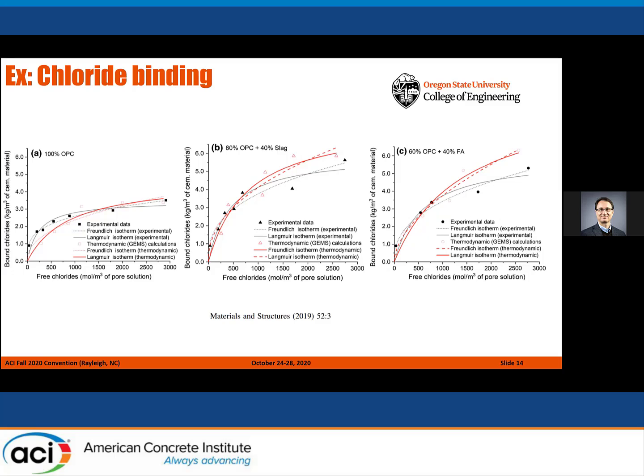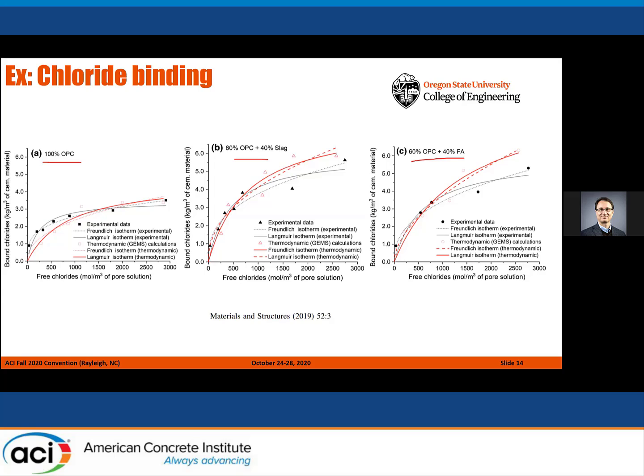Now, examples. When I say how we model reactions, one example I gave was chloride binding. Now, these are results of such an approach. The plots basically look complex. I'm not going to spend time deciphering everything here. But the message here is that whether you're modeling an OPC system, or an OPC plus slag system, or an OPC plus fly ash system, we can actually predict chloride binding isotherms.